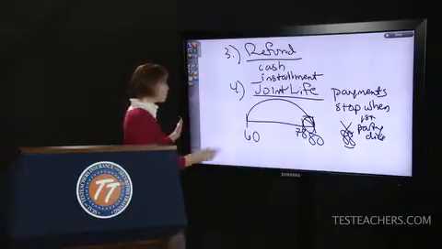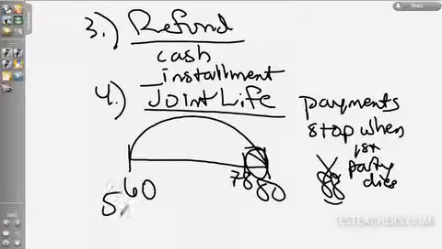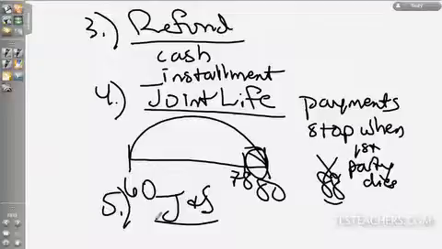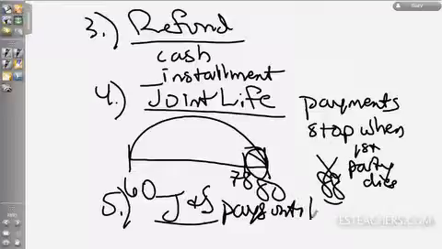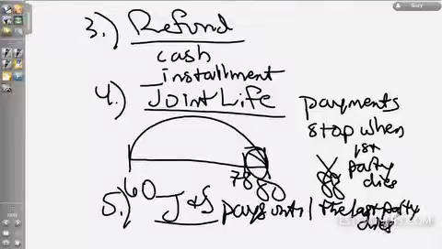The one that's most commonly chosen is joint and survivor. So husband and wife annuitize. This one pays until the last party dies. So pays until the last party dies. Joint and survivor. Much more commonly chosen over joint life. Joint and survivor, a payout option that pays until the last party dies.